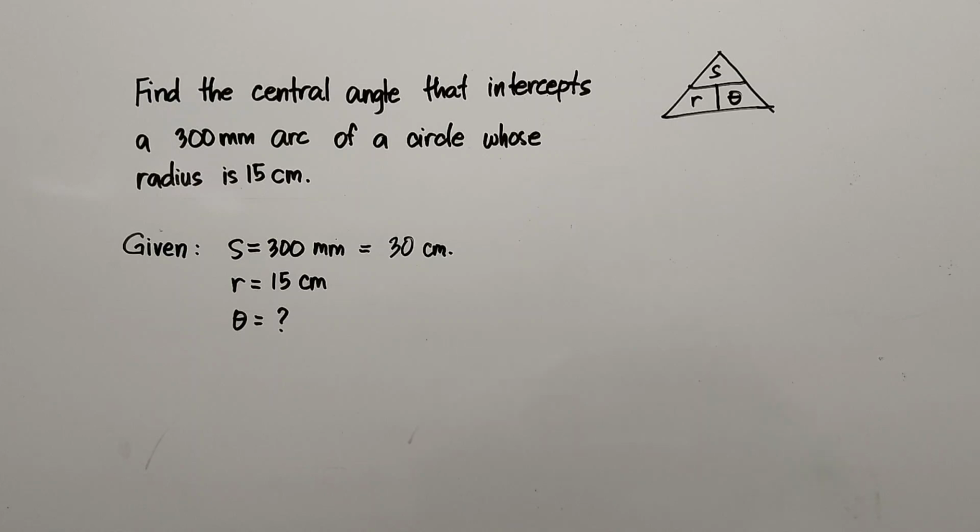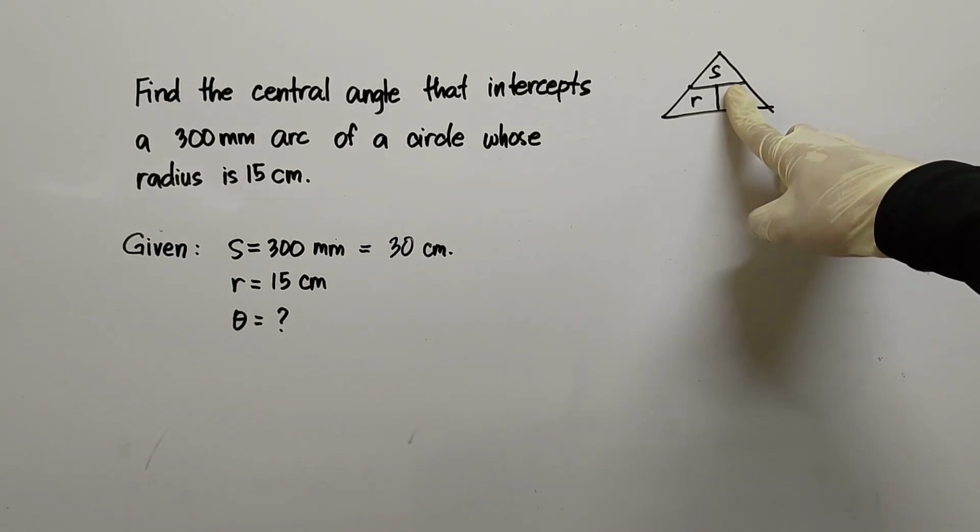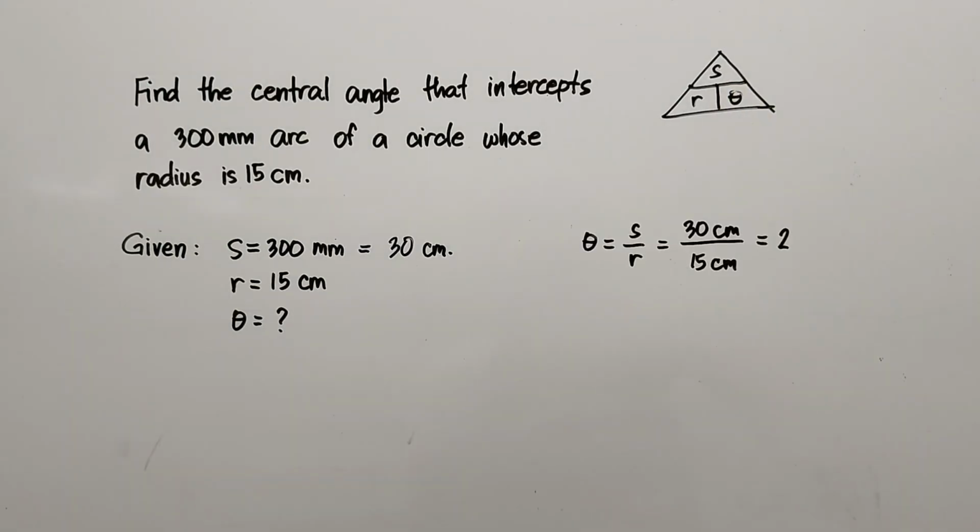And we will now get the formula for our theta, and that is S divided by R. Substituting the values of S and R, we have 30 centimeter divided by 15 centimeter. So the answer for that is 2. The unit of our angle is in radian.